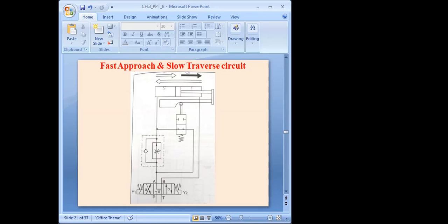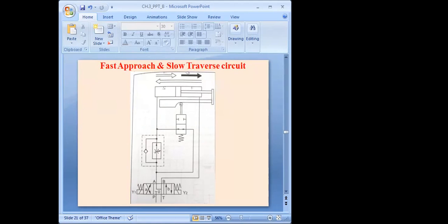But as I have mentioned, there are certain applications in the industry where two different speeds are required in one stroke only. Once again, I am repeating: there are many applications in the industry where they need two different speeds in one stroke only. That means while extending your hydraulic circuit, there you need two different speeds, slow and fast or fast to slow, in one stroke only.